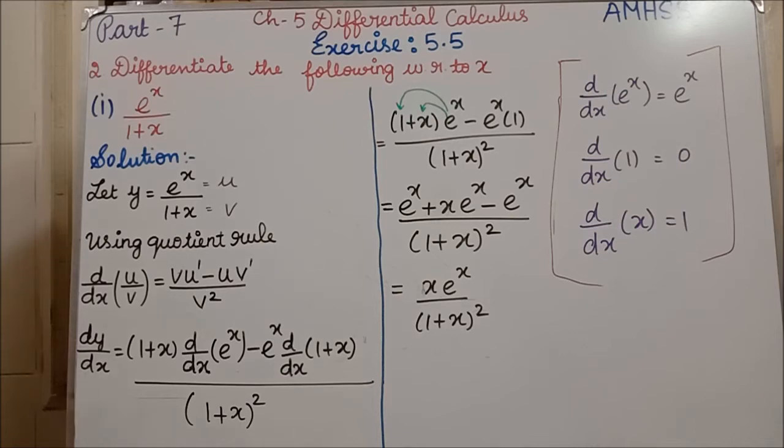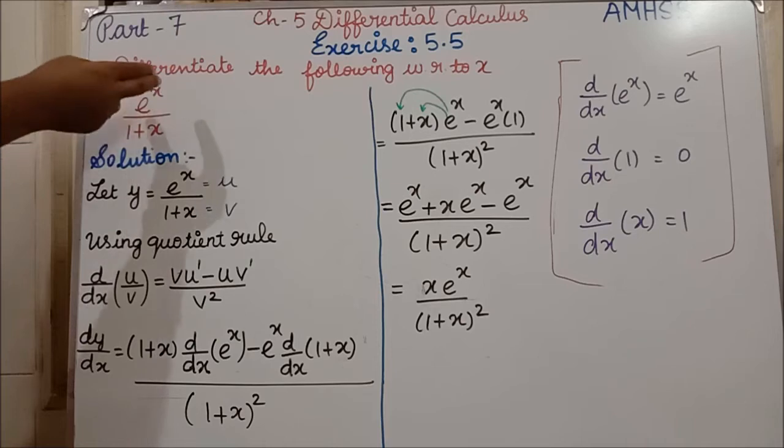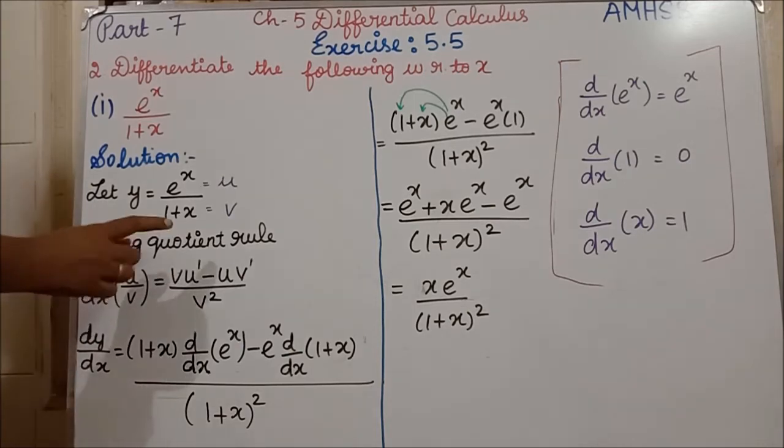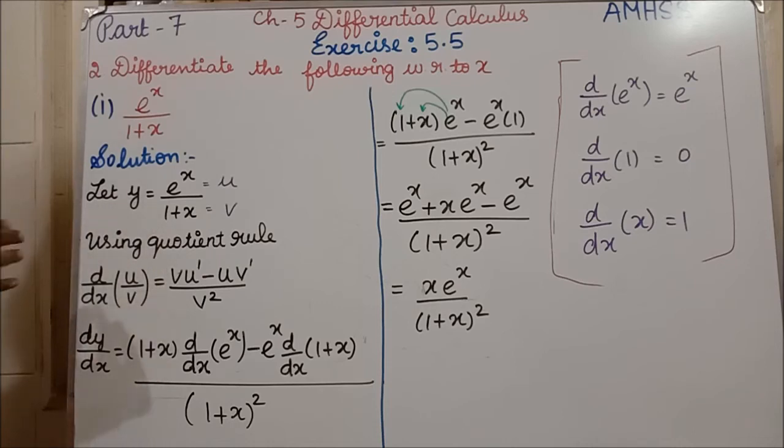See, first step is what? The given question you have to consider as y. Using quotient rule. So what is the quotient rule? d by dx of u by v is equal to v u dash minus u v dash divided by v square. This is the formula. Clear? The numerator part you have to consider as u, the denominator part you have to consider as v. According to the formula, first we have to keep v as such. V is what here? 1 plus x. So 1 plus x we are writing.